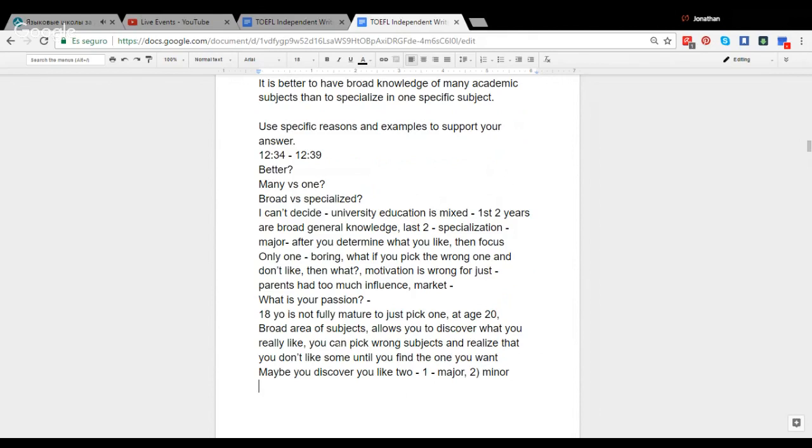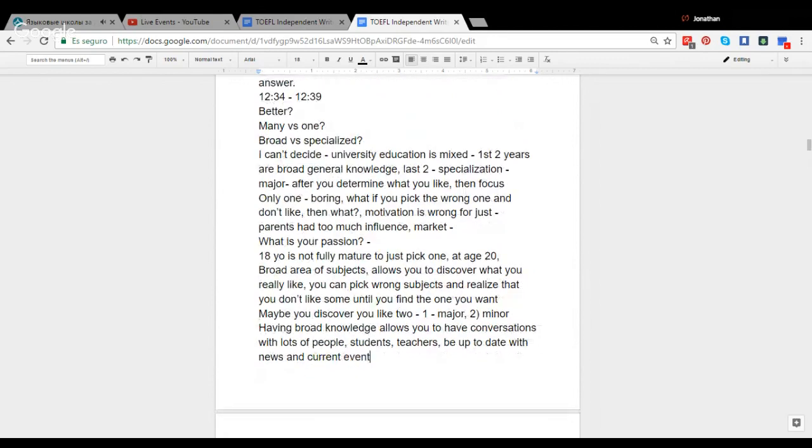Also, in terms of the subject itself, of what is better, having broad knowledge allows you to have conversations with lots of people, students, teachers, etc., and be up to date with news and current events, and get a holistic view of the world.